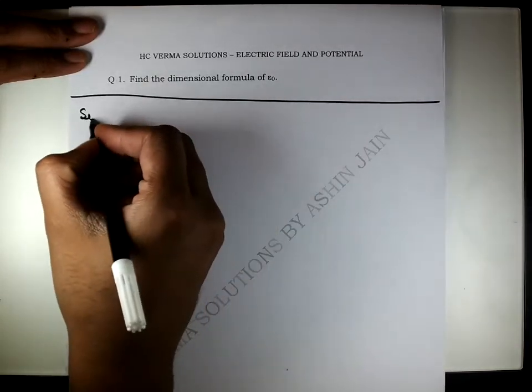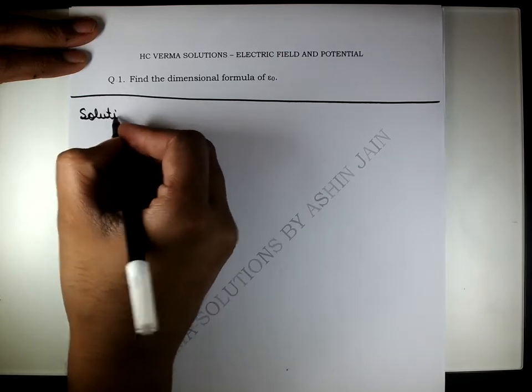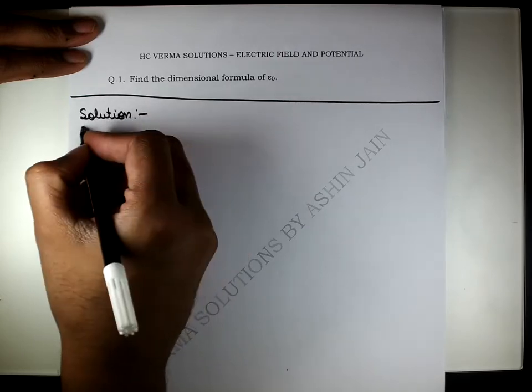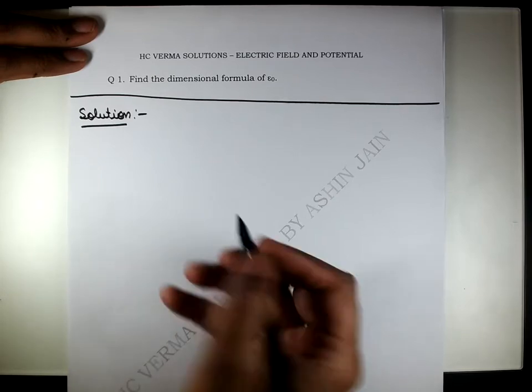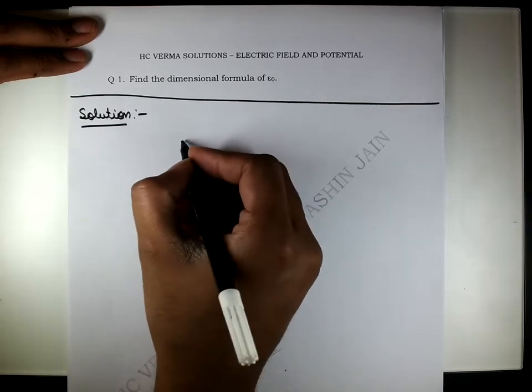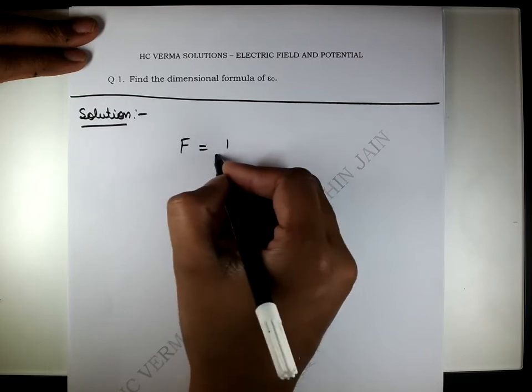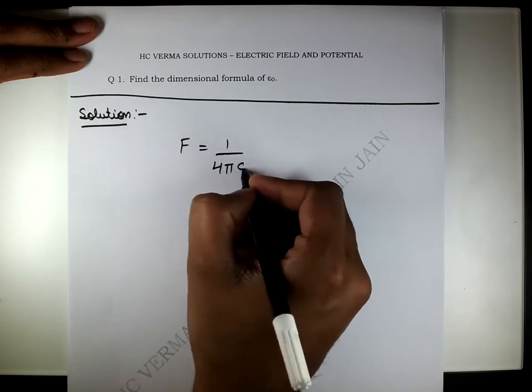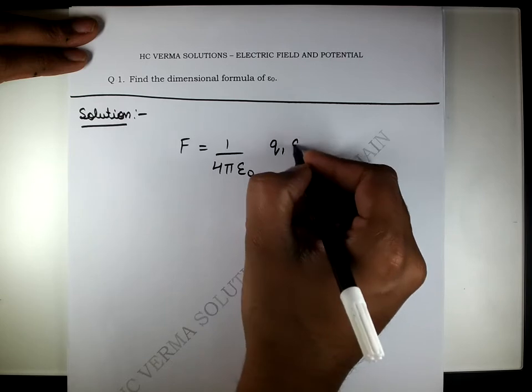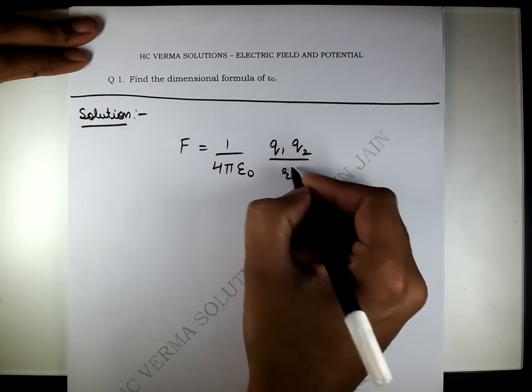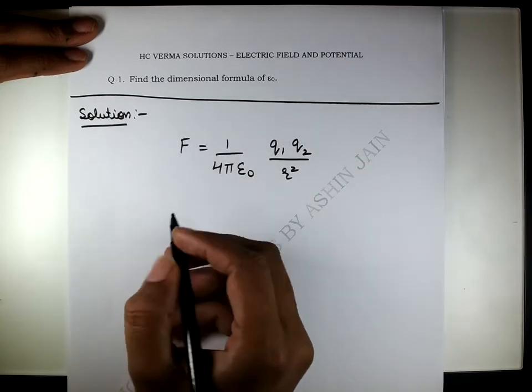Let's see the solution of this case. It's a very simple case in which we need to find out the dimensions of epsilon naught. So basically we need to apply Coulomb's law and using that find out the dimensions of epsilon naught. Coulomb's law is 1 by 4 pi epsilon naught Q1 Q2 divided by r square, which is the force between two charged particles.